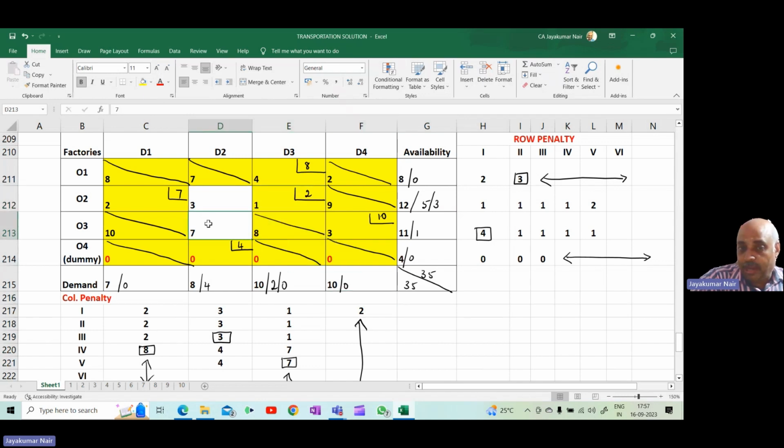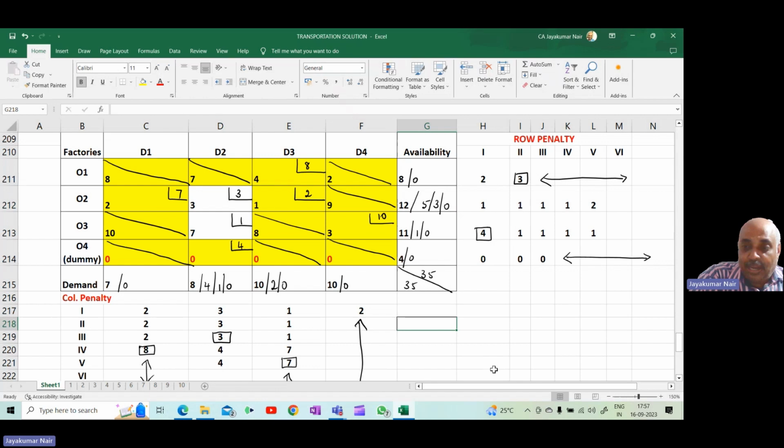In this particular column, which is the lower? Lower is 3. So you make the allocation here. 3 or 4, whichever is lower, 3 is lower. So demand will become 1 and availability will get reduced to 0. And here you will make the allocation 1. This will become 0. This will become 0. So this is how you will be making the allocation.